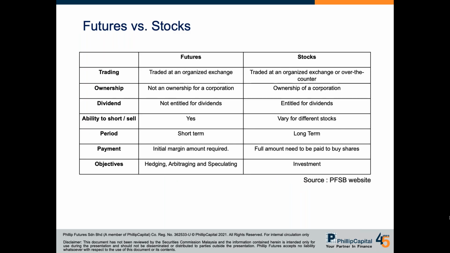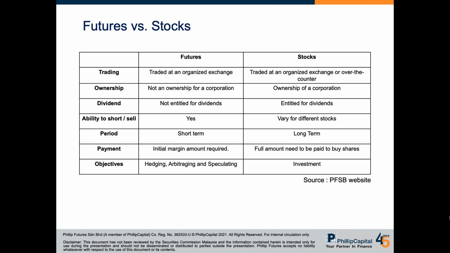Okay, and from here, I'll show you the difference between the futures market and the stocks market. The futures market is traded on an organized exchange, while the stocks market can be traded on an organized exchange or over the counter. In the futures market, you do not own a share of the corporation, and you will not be entitled to any dividends. You are able to do short selling, and usually positions in the futures market are held for the short term. Of course, an initial margin amount is required. The objectives of futures trading are hedging, arbitraging, or speculating.